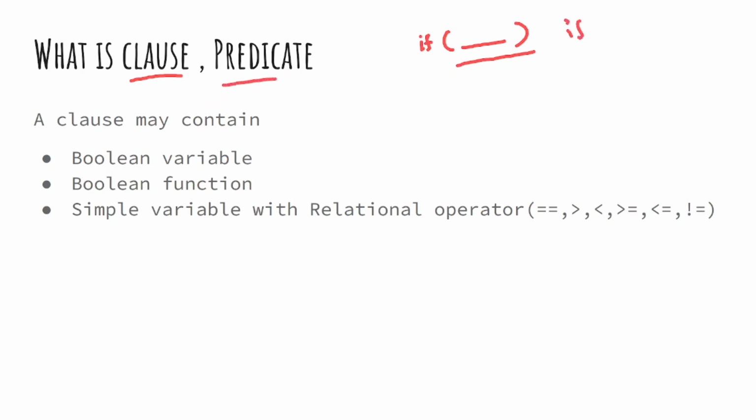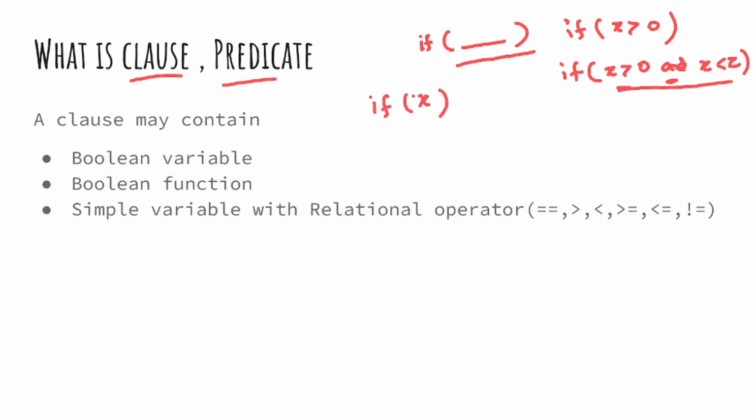For instance, let's suppose x greater than 0 is one condition, so this is a clause here, and you might have multiple clauses here, like x greater than 0, and you can write x less than z. This is another clause. These two clauses combined by a logical operator is called a predicate. So a clause may contain a boolean variable. You can have a boolean variable, let's suppose x. x might be true or false, so this clause may be a boolean variable or a boolean function.